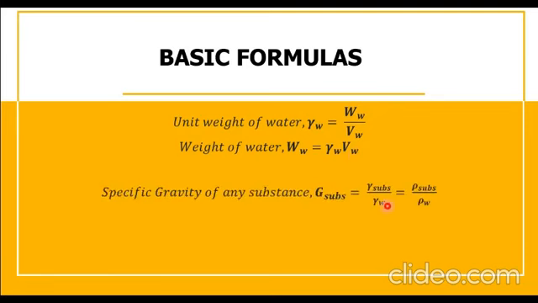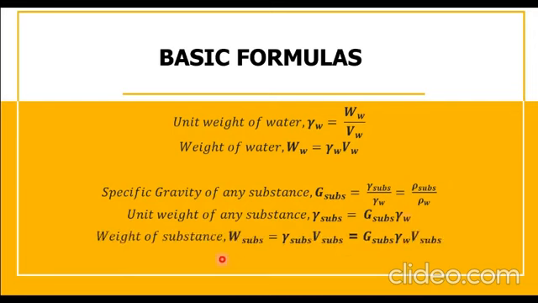Also, the specific gravity of any substance is equal to the unit weight of that substance all over the unit weight of water. And it is also equal to the density of substance all over the density of water. The unit weight of any substance from that formula can be derived and it will be equal to the specific gravity of any substance multiplied by the unit weight of water. Also, we can derive the weight of substance is equal to the unit weight of substance multiplied by the volume of substance. It will also be equal to the specific gravity of the substance multiplied by the unit weight of water, because we substituted the unit weight of substance here, multiplied by the volume of substance.